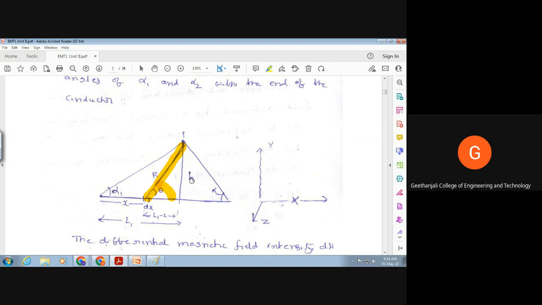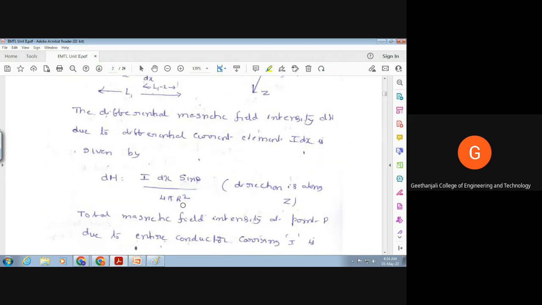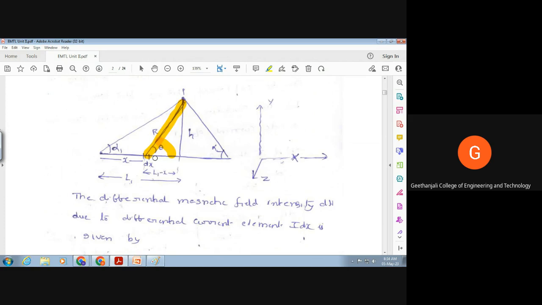So the idea is, if you can find the differential magnetic field intensity at point P because of this differential current element I dx, we get one expression. When you integrate that expression, you get the total magnetic field intensity. From the Biot-Savart law, the differential magnetic field intensity at point P because of this differential current element I dx is equal to I dx sin theta by 4 pi r square. What is theta? Theta is the angle between dx and r.